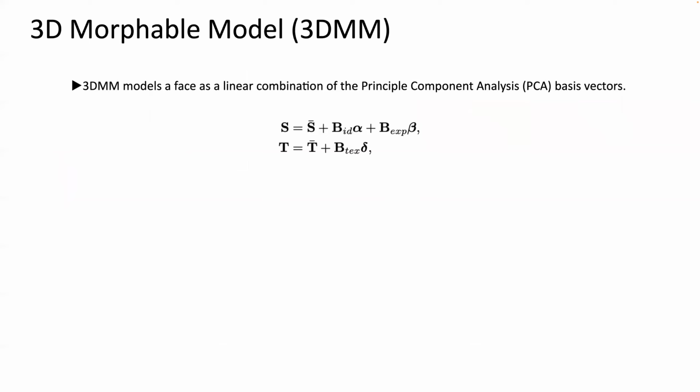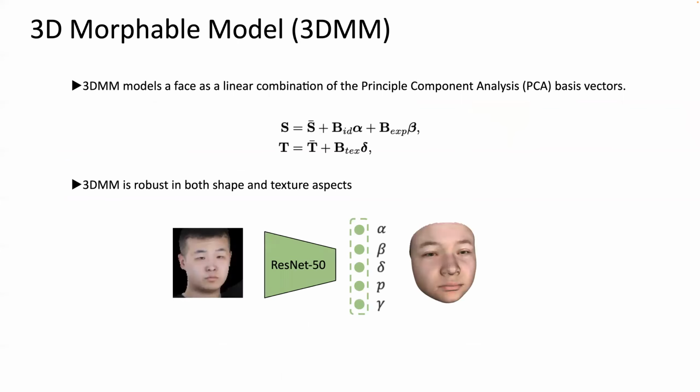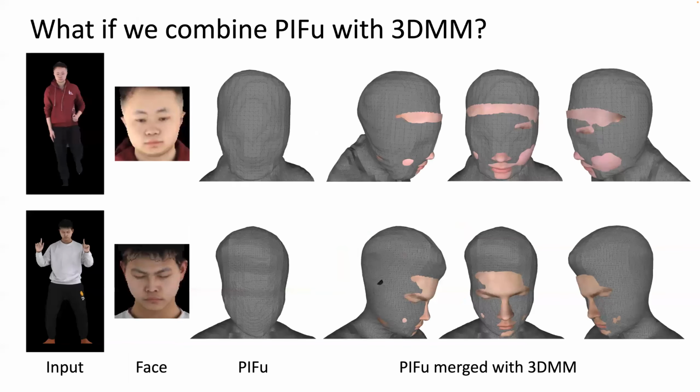We employ a 3D morphable model. It models a face as a linear combination of PCA basis vectors. Most importantly, it's robust in both shape and texture aspects. In our network, we follow SOTA methods to implement ResNet to predict 3DMM. In principle, any other efficient face or head models can be employed in our JIFF framework.